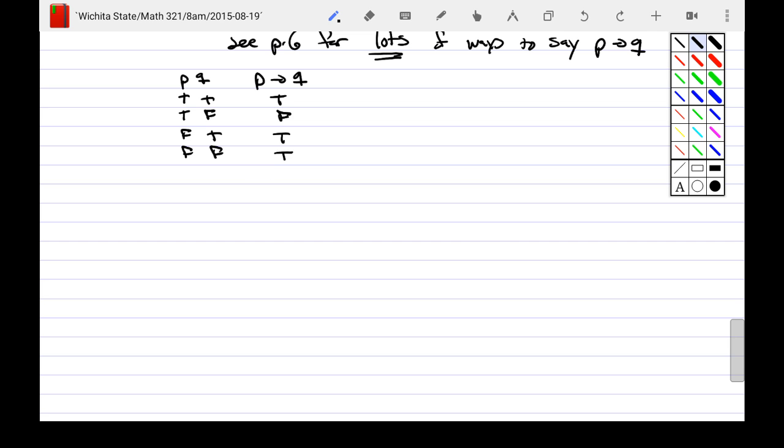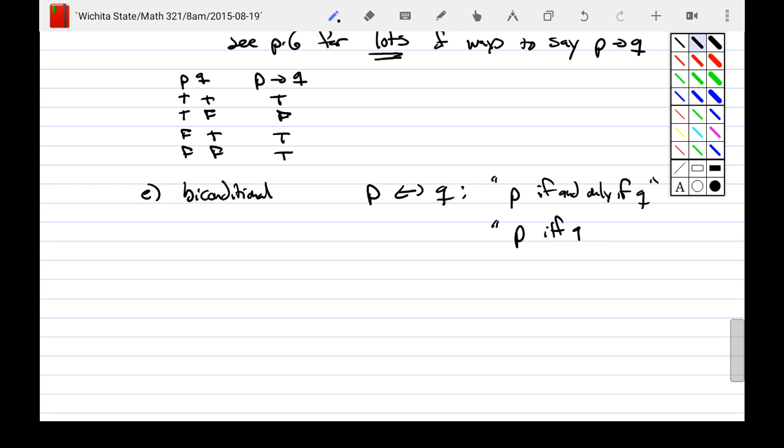All right, last one, biconditional. That's P, arrow both ways, Q. And this is read P, if, and only if, Q. Usually for shorthand, we just write P, IFF, Q. That's a mathematical short word. IFF really means if and only if. Your hand gets tired writing if and only if, so you just say IFF.